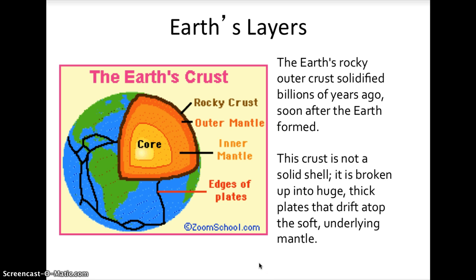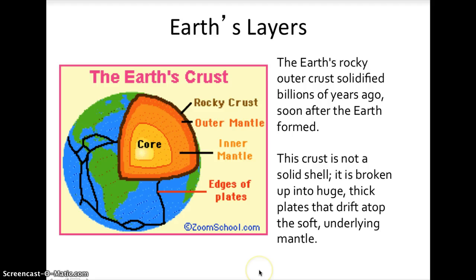So plate tectonics are about the Earth's layers. You should copy down the Earth's layers. So you've got the Earth's crust, which is the whole thing, the rocky crust, then under that you've got the outer mantle, then under that you've got the inner mantle, and then these lines here are like the edges of the plates that we're going to learn about in a minute. So the Earth's rocky crust is about 1 billion years old, and it's not a solid shell. It's not like an eggshell. It's like broken up into big chunks that float around.